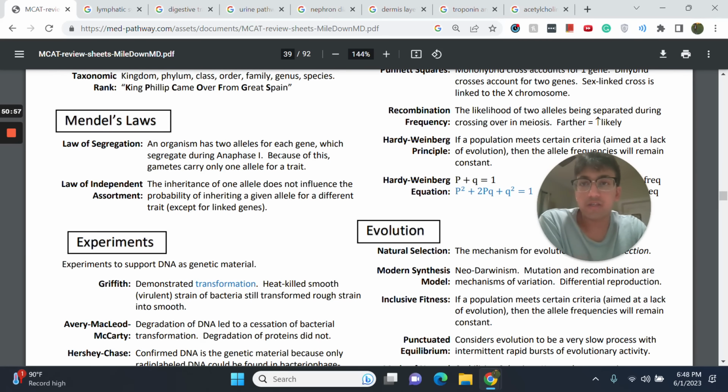The law of segregation says that the two alleles for a gene segregate during anaphase 1. And the law of independent assortment means that these alleles that are separating don't have any impact on one another. So if you have an allele for little a, that doesn't affect the allele for little b on a different chromosome. This is not true for linked genes. If you have little a and little b on the same chromosome, then that's going to have increased likelihood of being together in the offspring, right? But if you're on different chromosomes, it doesn't have any impact on each other.